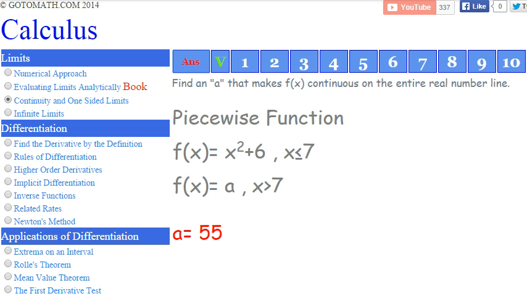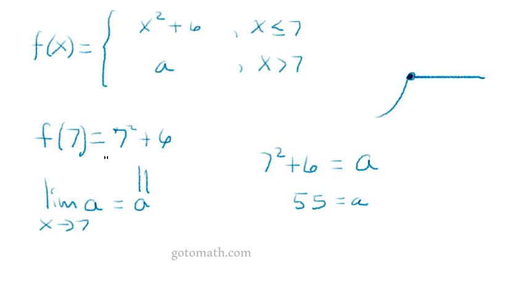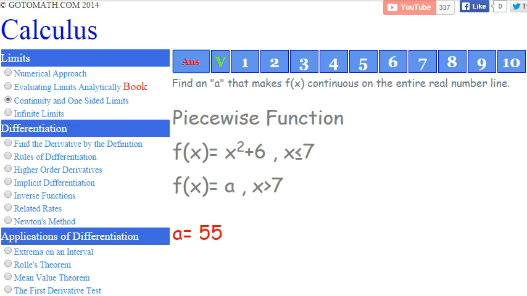So that's all there is to it. There's nothing to it. Just set them both equal to each other and solve for a. Alright, we are going to move on to the next problem in this section.